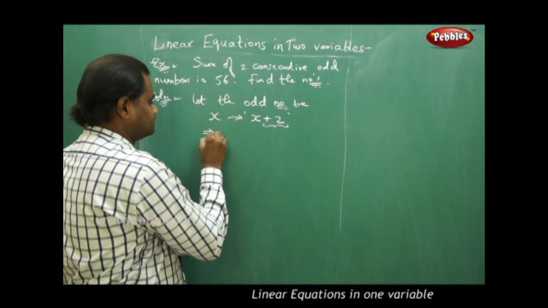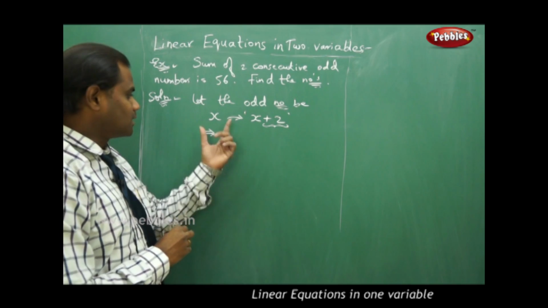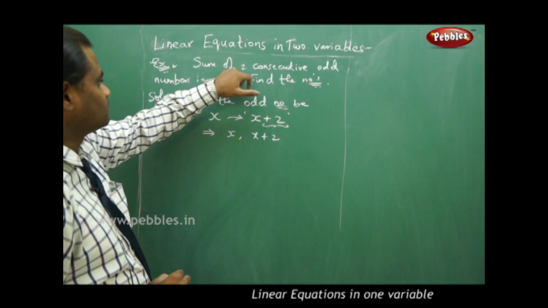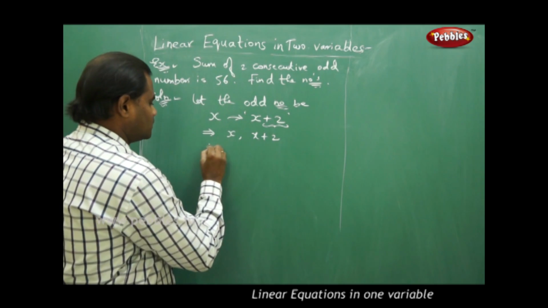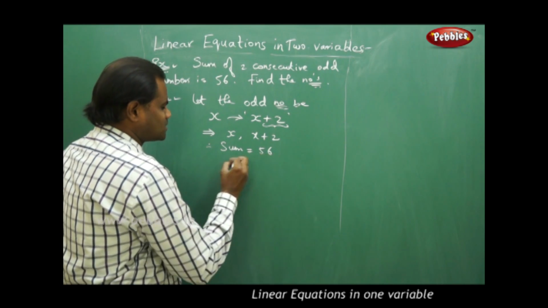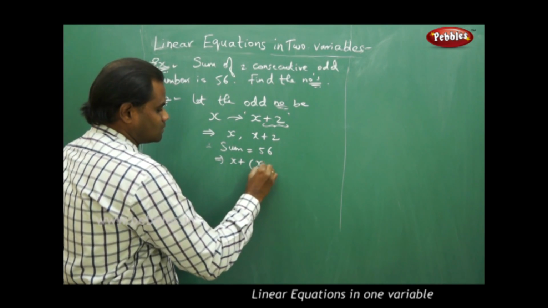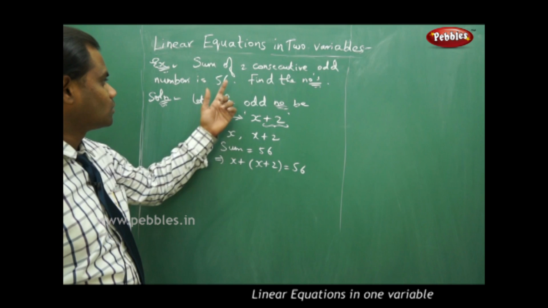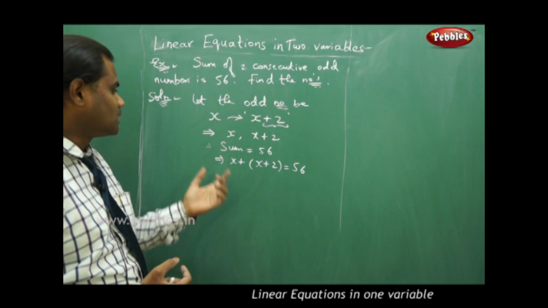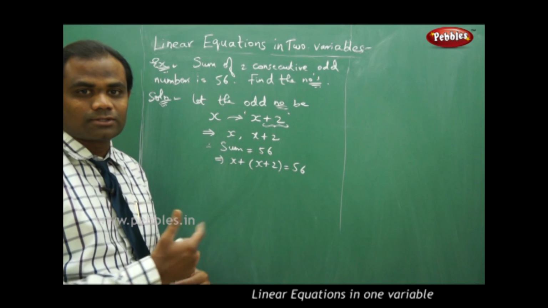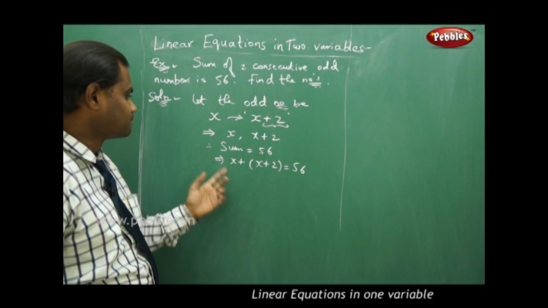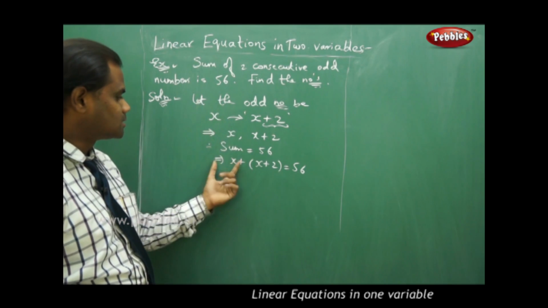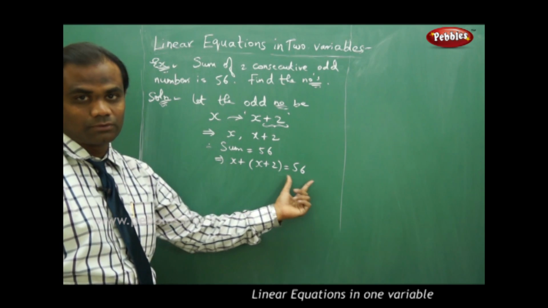Now, with the two odd numbers being x and x plus 2, I have identified from the given problem that the sum is 56. Therefore, sum is 56 implies x plus x plus 2 is 56. I have taken one of the odd numbers as x and got the next consecutive odd number as x plus 2. Therefore, my consecutive odd numbers here are x and x plus 2, and the given condition is that the sum is 56.